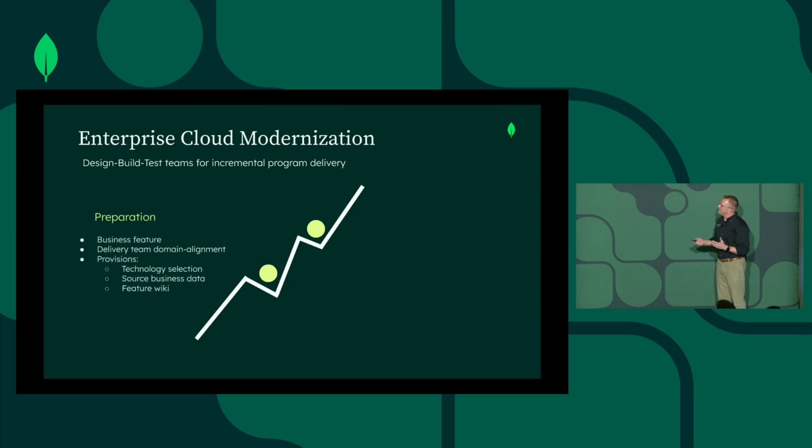And so my advice for climbing the Agile mountain and refactoring the enterprise is to start with Basecamp. And Basecamp, it's about the business feature. It's about the catalyst of change that can create the spark of revolution inside the organization. Align your domain delivery teams, or align your delivery teams to a domain, and then take some provisions.